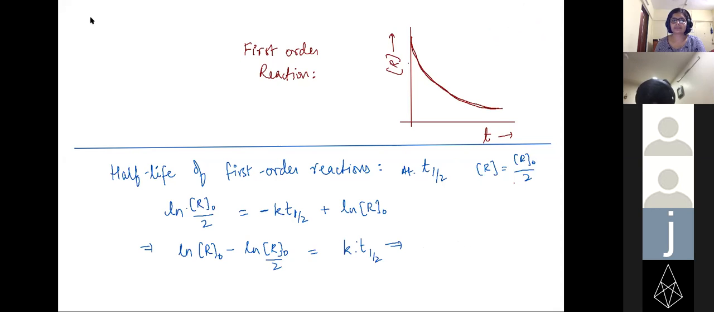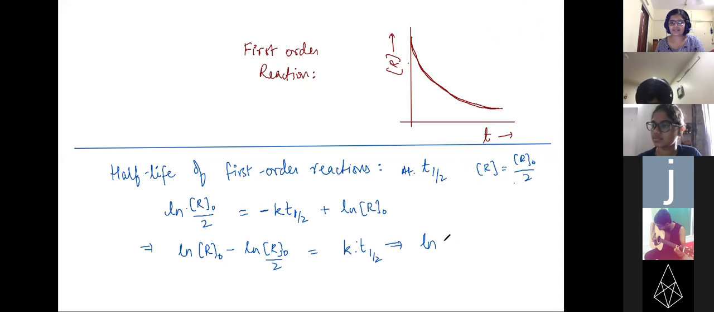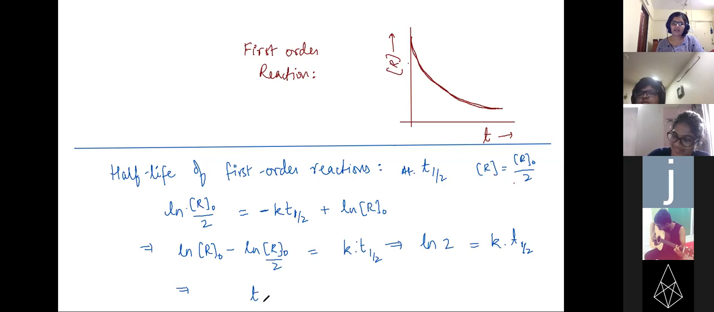What should I write? So it becomes ln of 2. ln of 2 is the numerical value 0.693. So one interesting thing that you can observe over here is, what is the final expression for t half? It is 0.693 by k.